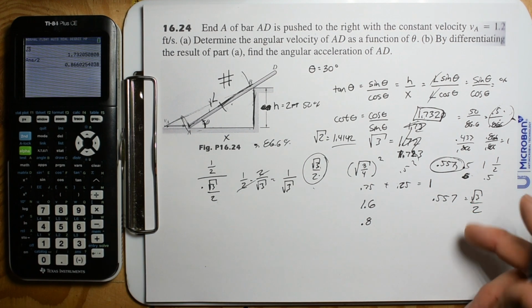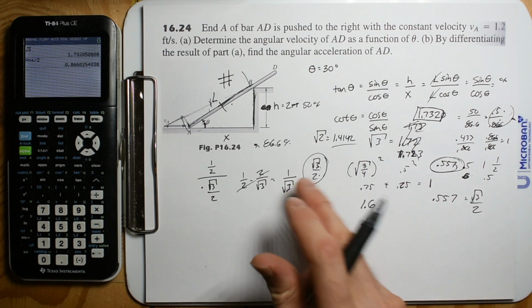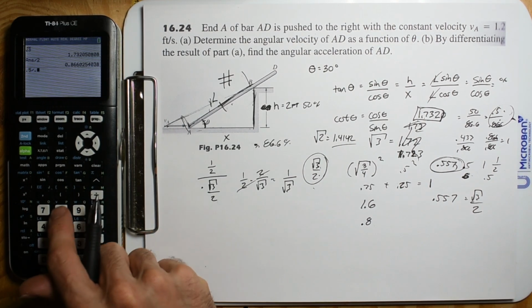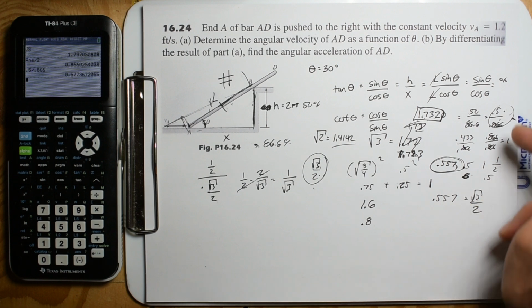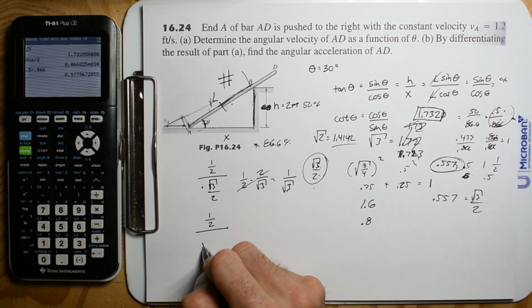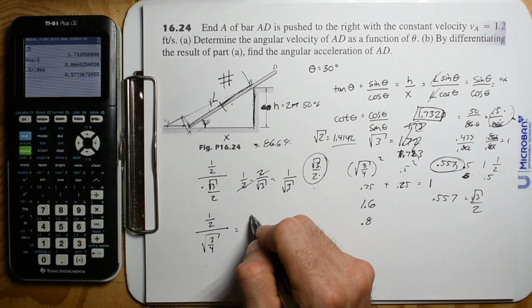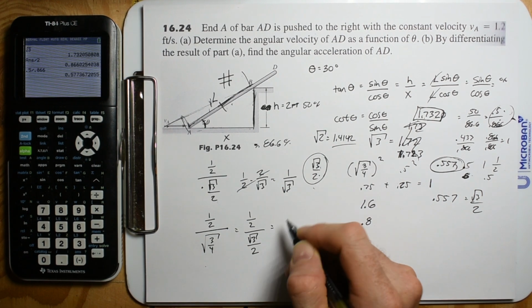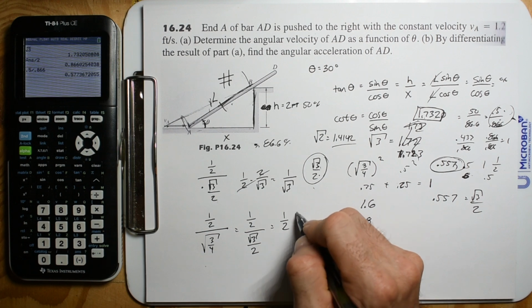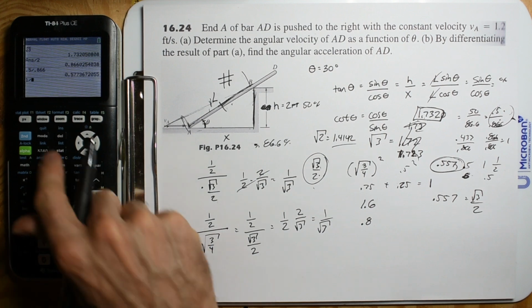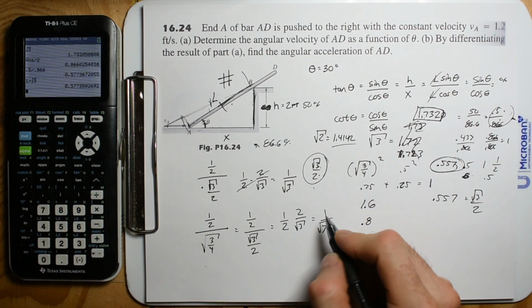Oh, my bad. No, I messed up on my fraction. But 0.5 divided by 0.866 is 0.557. I just don't know why I'm messing that up. So we have 1/2 divided by the square root of 3/4, which is 1/2 divided by the square root of 3 divided by 2, which is 1 divided by the square root of 3. Yeah, okay, there we go.